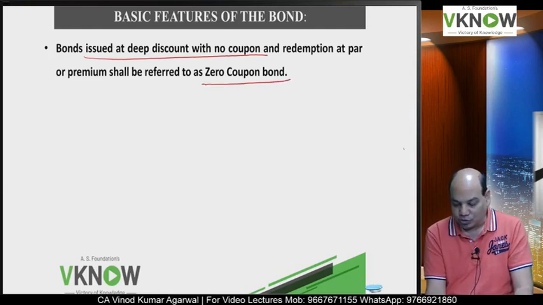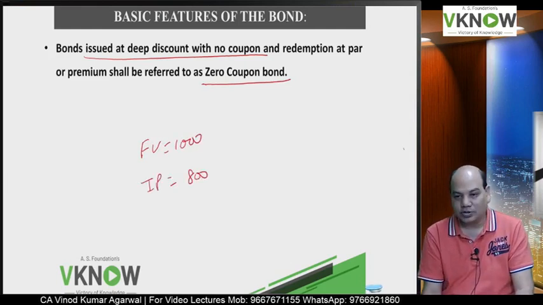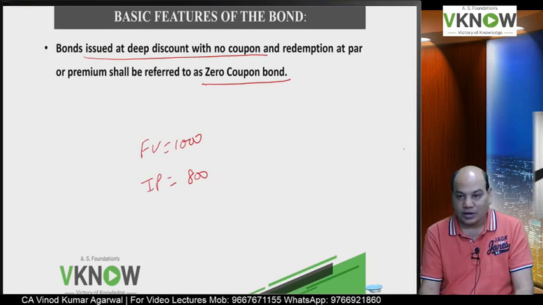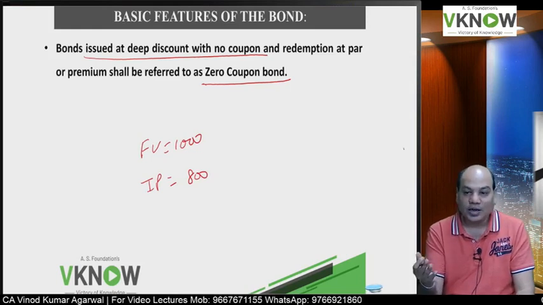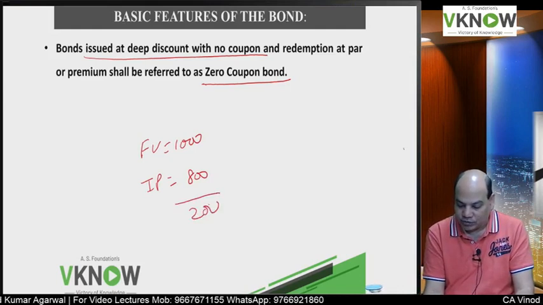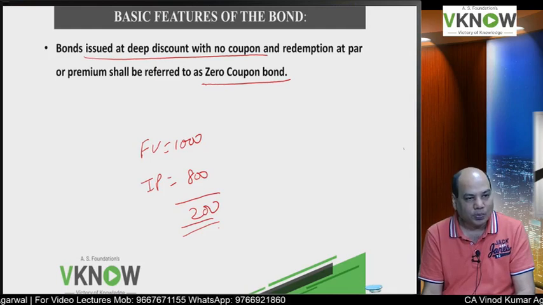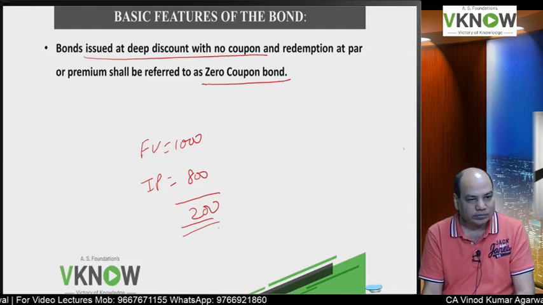Is it right? So if the face value is 1000 rupees, the issue price will be 800 rupees. You invest 800, you will get 1000. So the difference of 200 is the income of the bondholder, the return to the bondholder. Is it right?